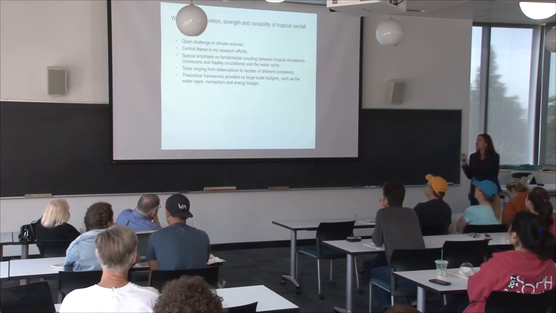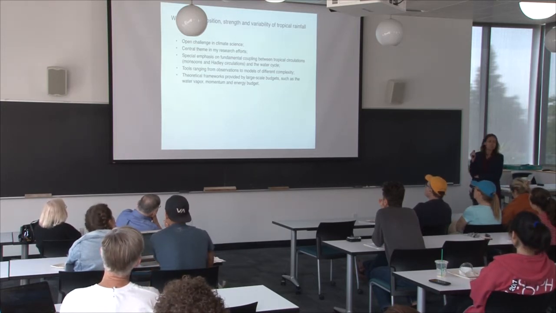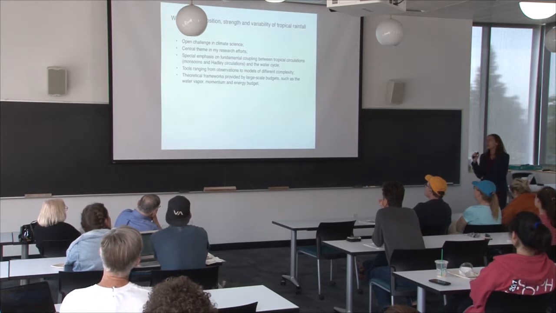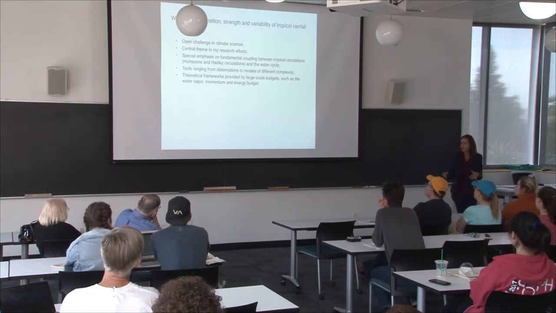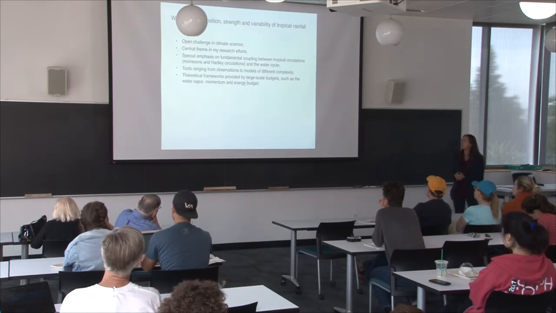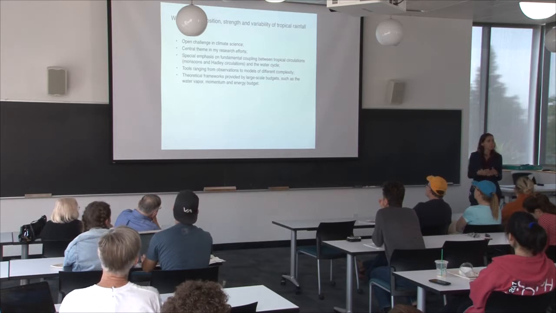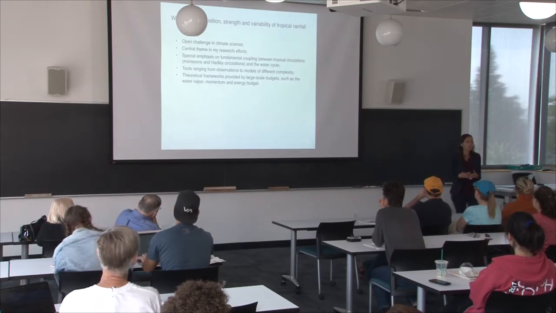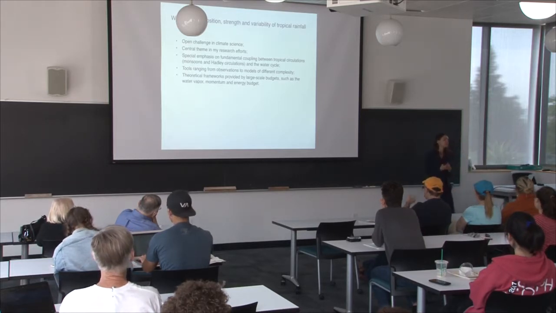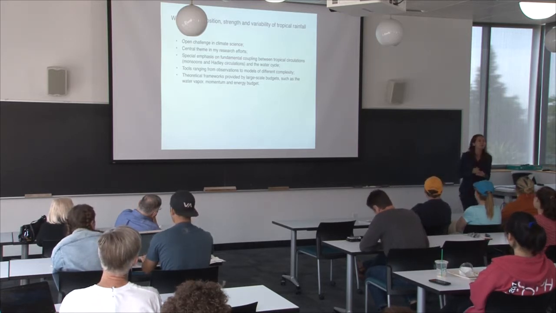What controls the position, strength, and variability of tropical rainfall remains an open challenge in climate science. It's really a central theme in my research efforts, and I spend a lot of time thinking about how these large-scale circulations, the Hadley cell and monsoonal circulation, impact the hydrological cycle and the precipitation distribution. And I try to use many different tools that are based on observations, but also on modeling work. But because models are so complex, how do we use models to make progress? That is what I want to spend my last maybe 3 minutes talking about.